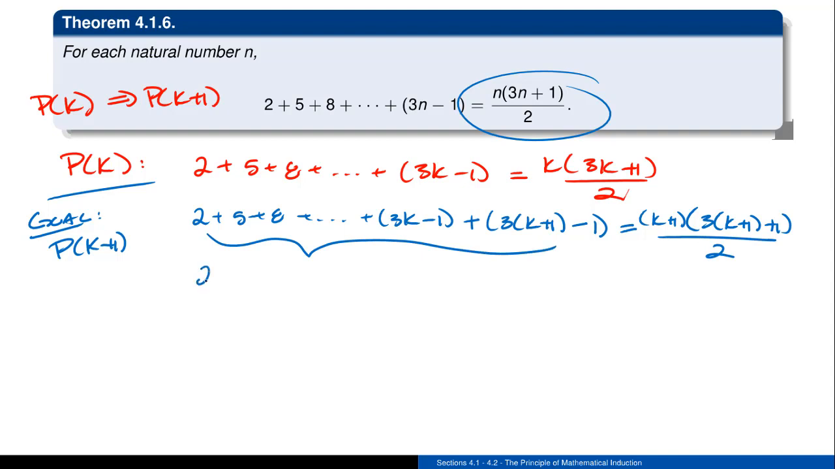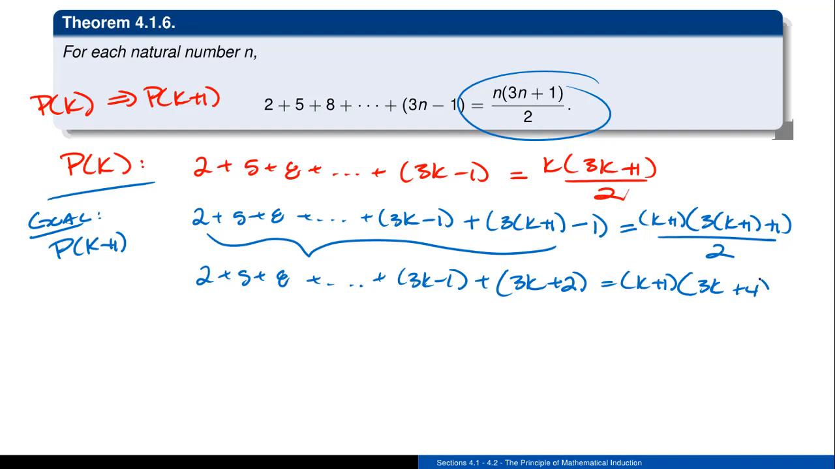I like to clean these things up just a little bit so I know what I'm going to be staring at. It's going to be a 2, a 5, an 8, all the way up to a 3k minus 1. And then plus, if I distribute the 3, I get a 3k, and then a 3 minus 1, so a plus 2. So my next term now is a 3k plus 2, rather than that horrible mess. And that's supposed to be now equal to a k plus 1, and then this is going to be a 3k, distributing the 3 and then adding 1, a plus 4, all of that over 2.